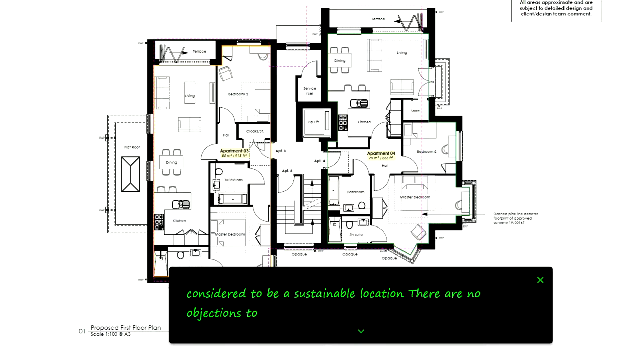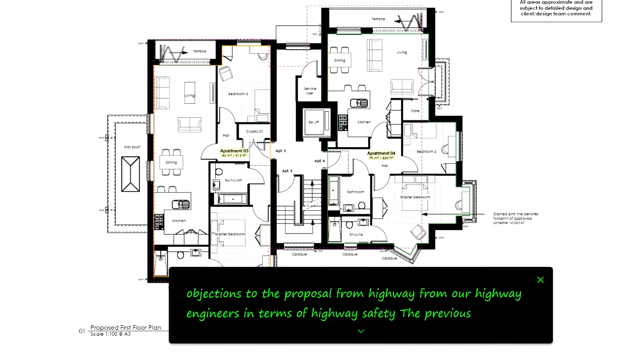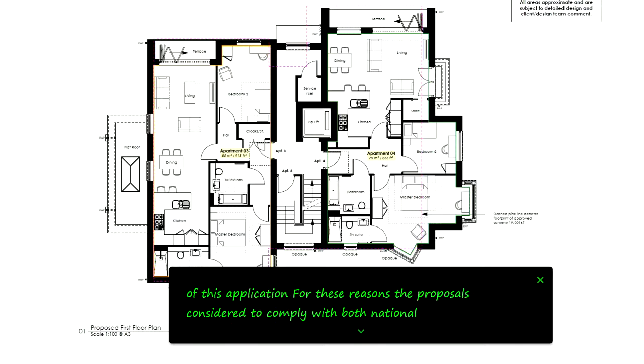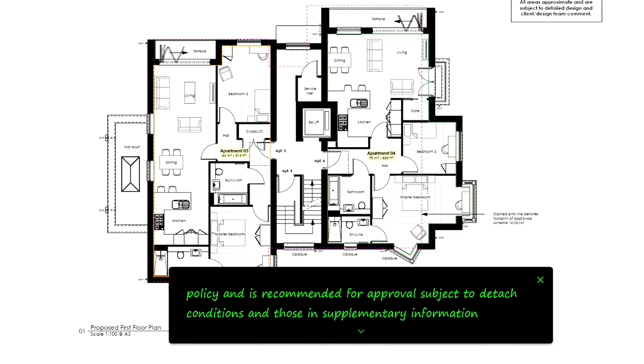In relation to the other areas of concern, the site is in a designated primary residential area and therefore is considered to be a sustainable location. There are no objections to the proposal from our highway engineers in terms of highway safety. The previous planning permission is a material consideration in the determination of this application. For these reasons, the proposal is considered to comply with both national and local plan policy and is recommended for approval subject to the attached conditions and those in the supplementary information.